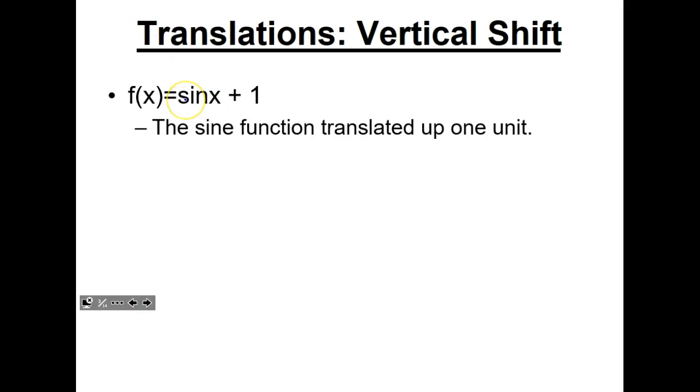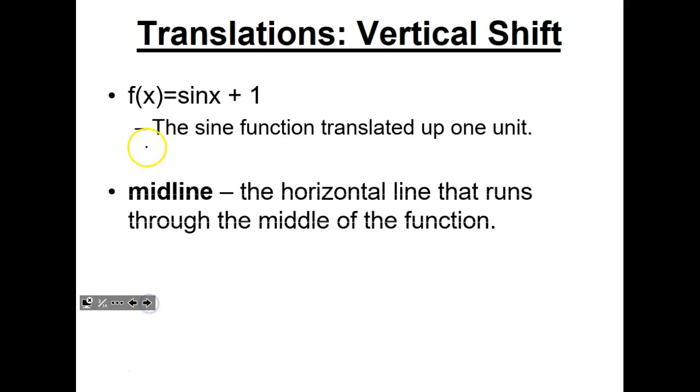So if I have something like sine of x plus 1, that is just like the other functions. It's a sine function that's been moved up 1 unit. So what we call that with a trig function is the midline. The midline is the horizontal line that runs through the middle of the function. So in that one that we just graphed, that midline there is the x-axis.